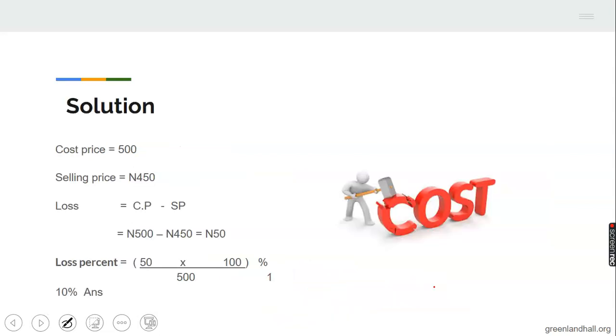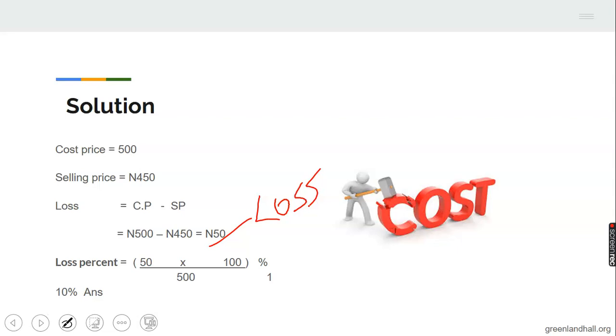Let's now get to the solution quickly. Now, the cost price is 500. The selling price is 450. So you say cost price minus selling price. 500 minus 450 will give you 50. That's 50 naira. That is the loss.